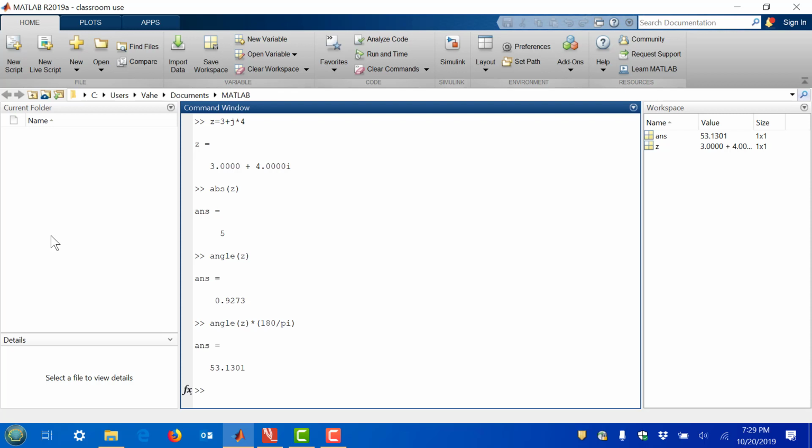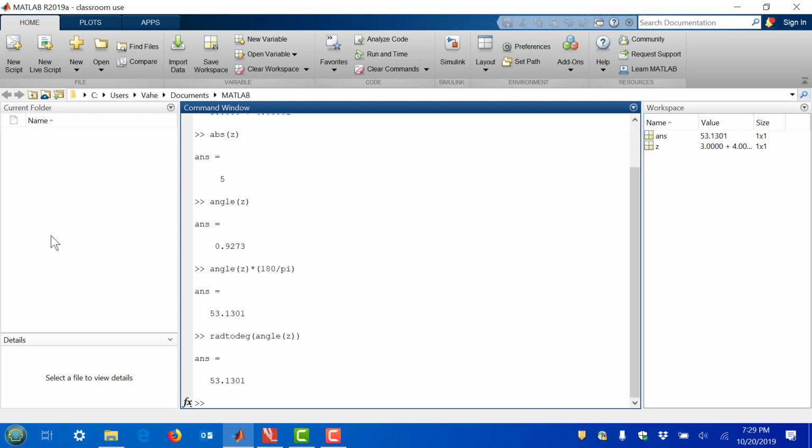That's one way to do it. Another way to do it is to use the function called rad to degree. So radian to degrees, and if you put in the angle of z, right, you'll get back the same thing.